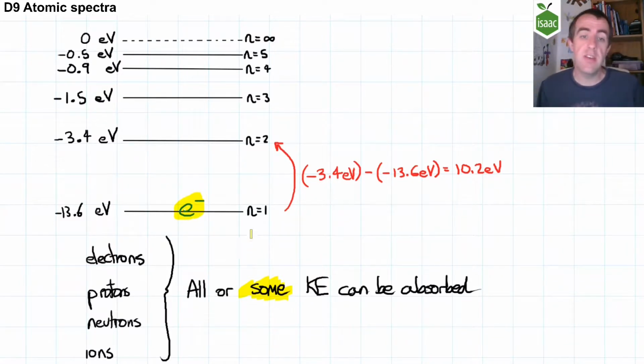If there is insufficient kinetic energy for the electron to be promoted to n equals 2, then it just won't happen. But as long as the bombarding particle has more kinetic energy than, in this case, 10.2 electron volts, then it is possible for the electron in the atom to absorb some of that kinetic energy and be promoted into n equals 2, exciting the atom.